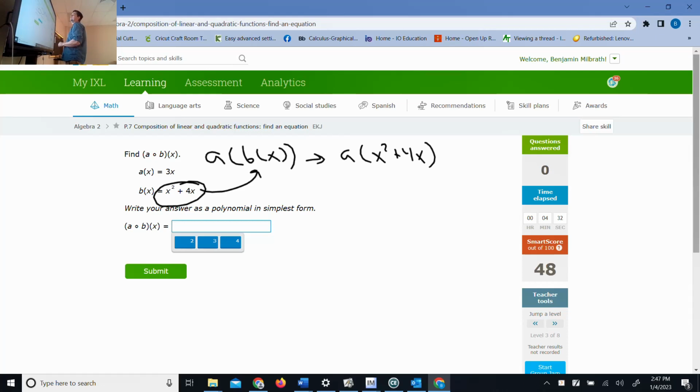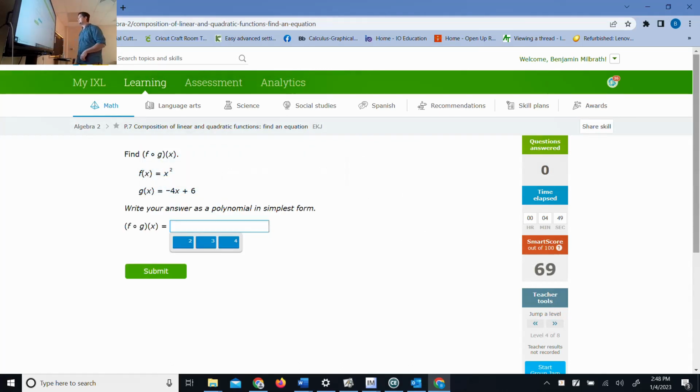All right, so a of x squared plus 4x is going to be 3 times x squared plus 4x. Hopefully you can look at the function and say, oh, that's the 3x, I see an x. It's x squared plus 4x. And the result is 3x squared plus 12x. Pretty easy problem. Moving forward, level 5.